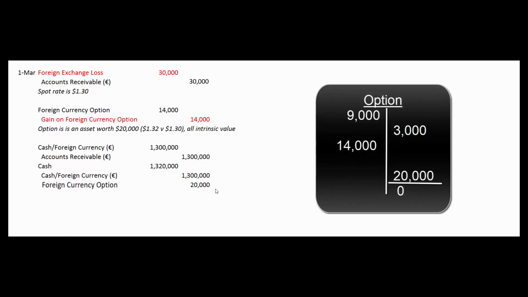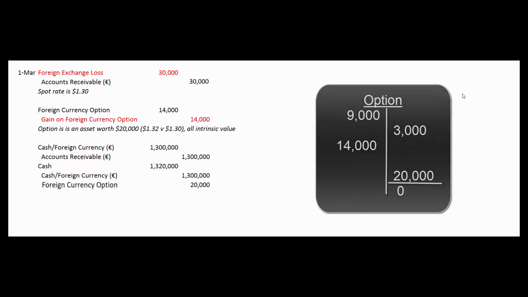Remember, it was originally on our books for 9. We wrote it down to 6. Then we wrote it back up by 14 so that it would have a debit balance of 20. And now we'll take it off our balance with a credit of $20,000.